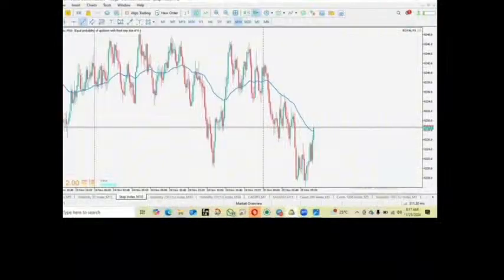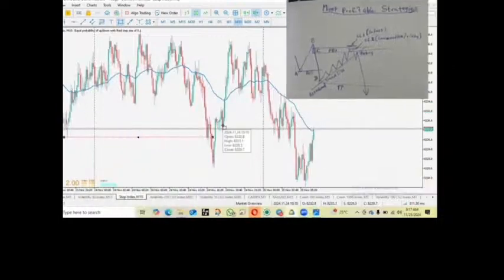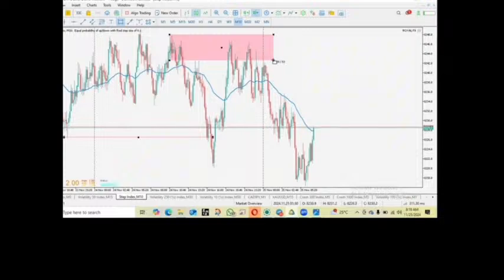So the first thing is to mark my structure, right? I just mark the break of structure here. So here is the break of structure. Remember the ABC strategy pattern. So this is the break of structure right here, and then this is my area of interest here. This is my point of interest. You can see that my order block, which is my point of interest, the other block is right there above. That's my point of interest.